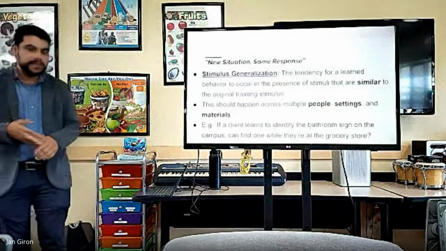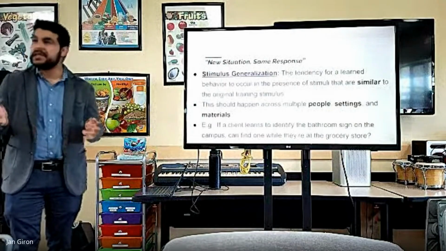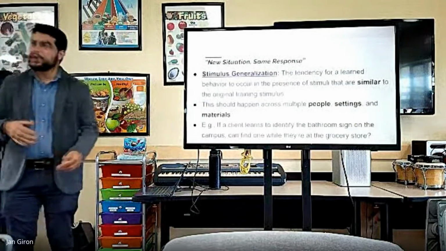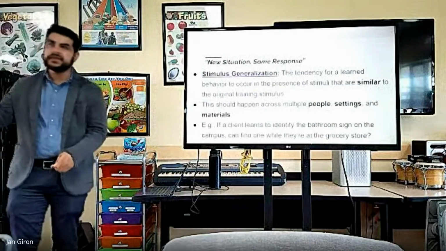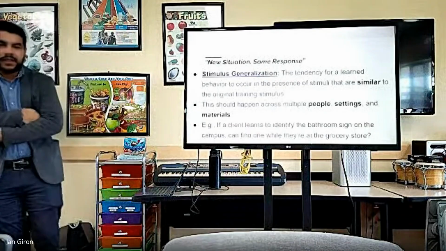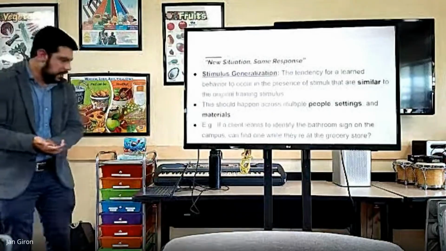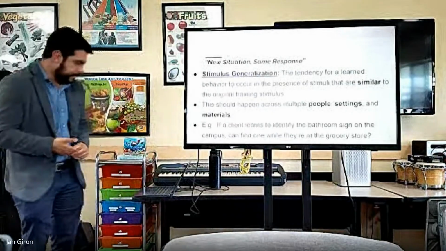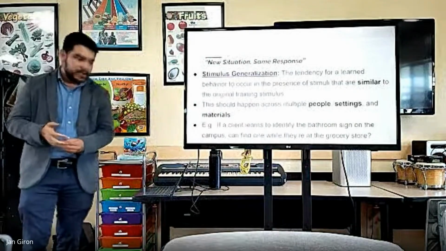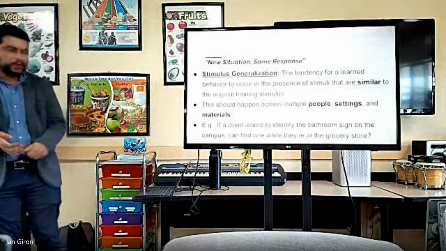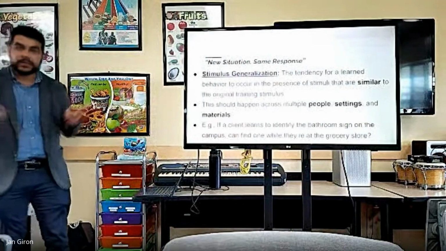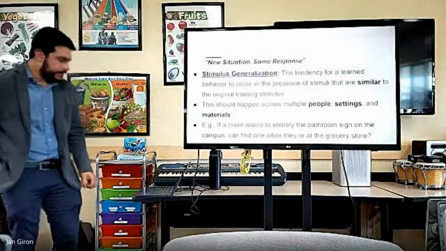If a skill has been generalized, then it's safe to say that if the client knows how to use the restroom here, they'll know how to use it at the mall, in their care home, anywhere that skill can be performed. Most important thing, yeah, multiple people, settings, and instructional materials as well.